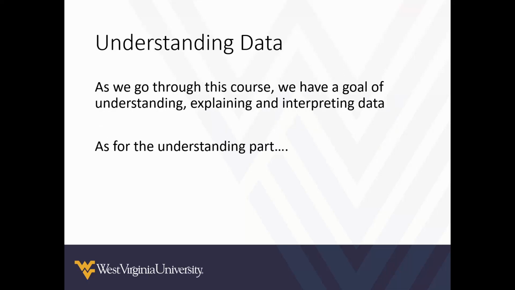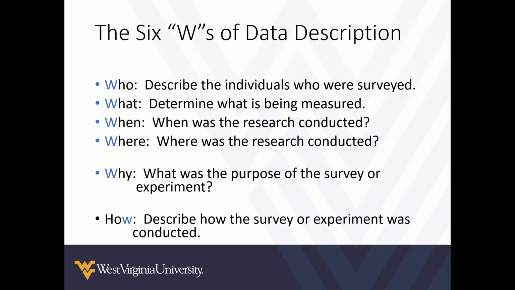As I said, as we go through this course, we're going to have a goal of trying to understand, explain, and interpret the data. Our first introduction to understanding the data is the 6 W's of data description. And if you've had a chance to take a look at your homework, you'll see quite a bit of it is on these 6 W's. The 6 W's are who, what, when, where, why, and how. As far as data description goes, who is to describe the individuals who are being studied or surveyed. What is to determine what is being measured.